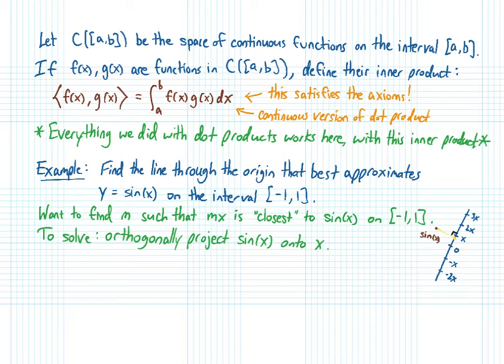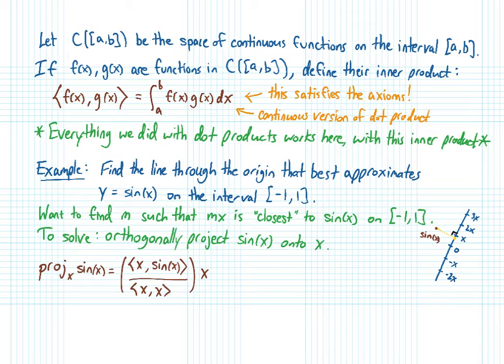And actually, even though this picture isn't literally accurate, it provides a pretty good sketch of what's going on here. The set of all functions of the form mx forms a line in the space of functions. It's actually a one-dimensional subspace. And then we've got sine of x, which isn't on that subspace, and we're trying to find the point on that subspace that is closest to sine of x, and we obtain that by orthogonally projecting sine of x onto that subspace. And so then to do this, we use the orthogonal projection formula.